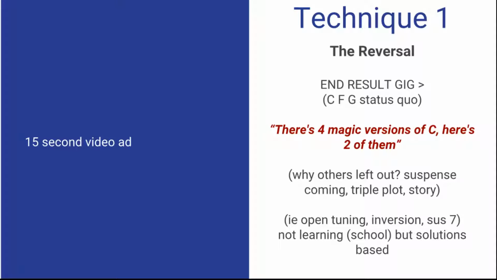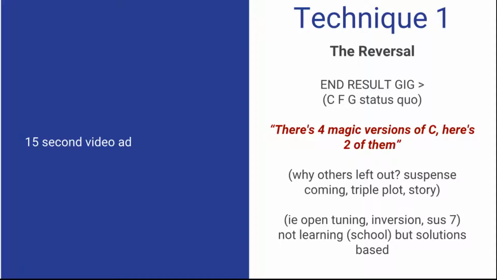Okay, now that's something they may not have thought of. Maybe they know how to play the chord of C, but they don't know how to play 4 magic versions. They didn't even know there were 4 magic versions, and they didn't know that they were magic. And they're thinking, well, why are they magic? I know one of them. What are the other 3, or whatever they're thinking? And then why would I say, here's 2 of them? Well, it's for the exact reason that you're thinking. You're thinking, where's the other 2?